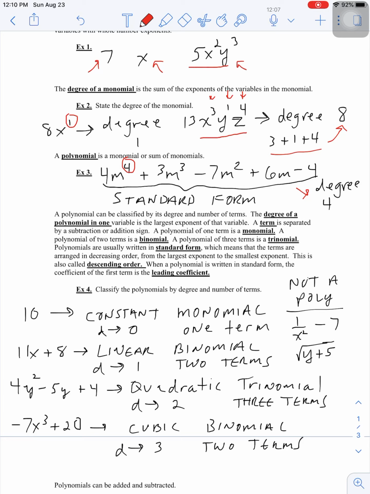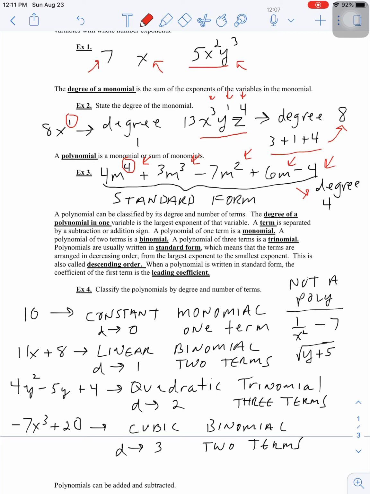Okay, what makes it in standard form is if you look at the exponents, it goes 4, 3, 2, 1, nothing. So it decreases from highest to lowest with the exponents. So it's in standard form. They also call that descending order, which I'm going to hit again when we go through this little paragraph here. So it says polynomials can be classified by their degree and number of terms.